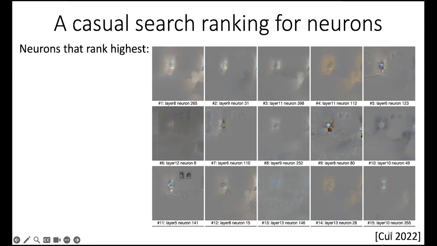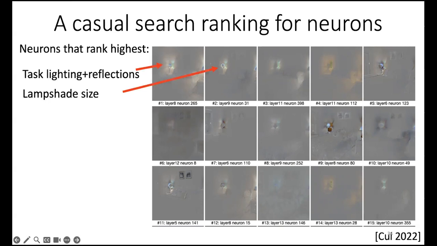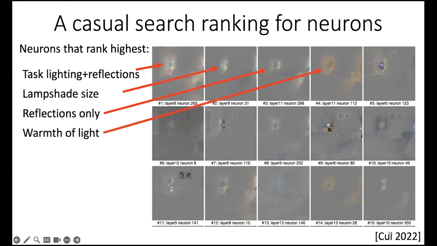Now the interesting thing is that you do get a lot of interesting separated effects here. There is a neuron that affects task lighting. There's neuron 265. This one here is affecting the size of a lampshade. Right? It's kind of interesting. This one only affects the reflections on the wall, like how shiny the walls are to light. And then this one is interesting. It's like the warmth of the light, whether it's a bluish light or an orangish light, a sort of color temperature, which is a surprise to us.